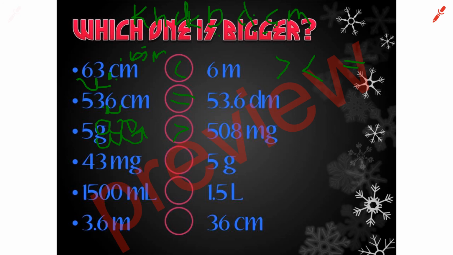So I'm going to continue with the way I've been doing it. So, milligram to gram, 3 to the left, so 0.43, so this one's bigger. Milligram to liter, so 3 to the left. These are equal. And centimeter to meter. So this one's bigger. Okay?